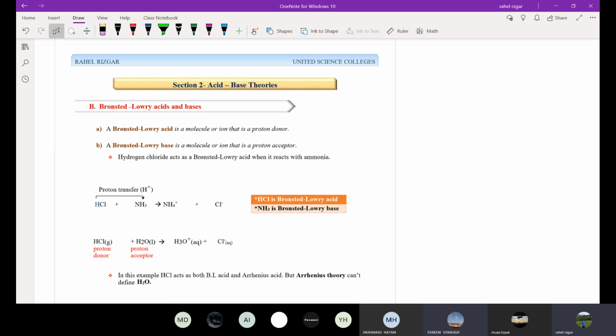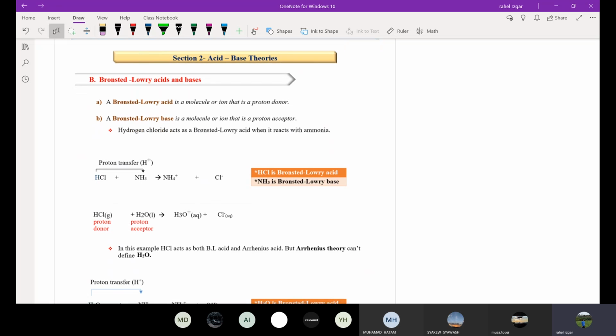Lowry, I think, is English. Bronsted is Danish. Lowry was English. So Bronsted Lowry acid and Bronsted Lowry base. We have both of the definitions. They have another definition for acids and bases. Bronsted Lowry acid, it says it's a molecule or ion.